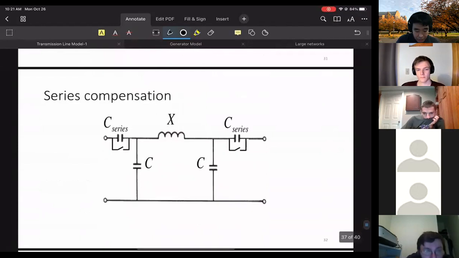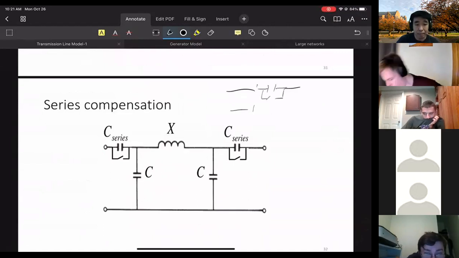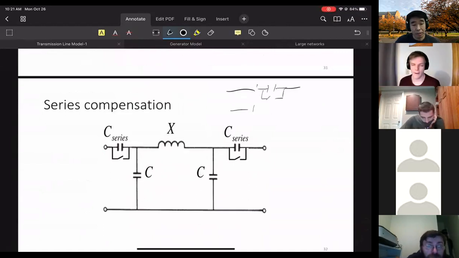And we can do this in series compensation. For example, you still have a line. You add a switching capacitor in series, okay? By opening and closing this switch, you can change the impedance of the line. So any questions about this?